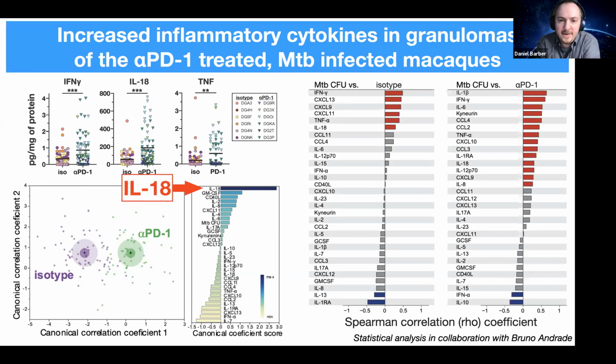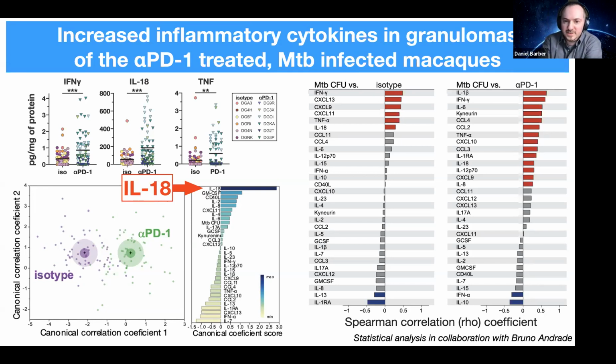Bruno also looked to see how the bacterial loads correlated with each of these different analytes that we measured. Here I'm showing each individual analyte versus bacterial loads, on the left for isotype control, and on the right for anti-PD-1 treated animals. And what you can see first and foremost is there are a lot more red bars. So a lot more statistically significant positive correlations between cytokines and bacterial loads. In other words, the bacterial loads went up in the anti-PD-1 treated granulomas, and that really correlated with all these different inflammatory markers.